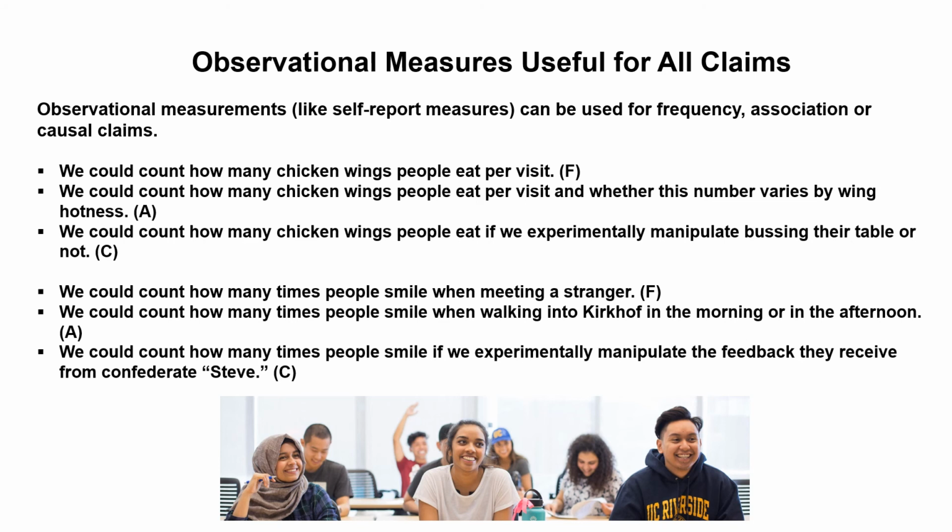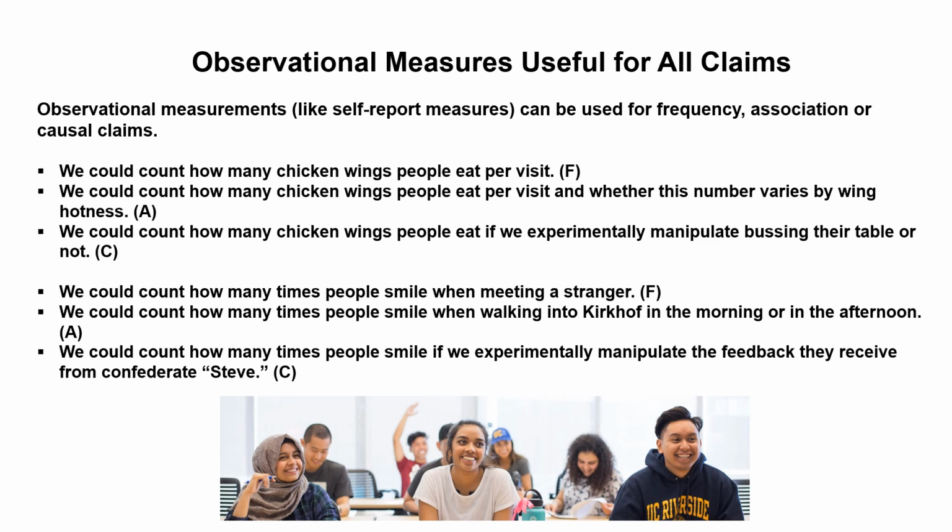If an observer is observing something, social desirability is not going to occur from the participant. So observational measurements are like self-report measures, and they can be used for frequency, association, and causal claims. And even self-report can be used for causal claims when used correctly. So just want to point that out, if used with all of those other things we've been talking about in the last few weeks.